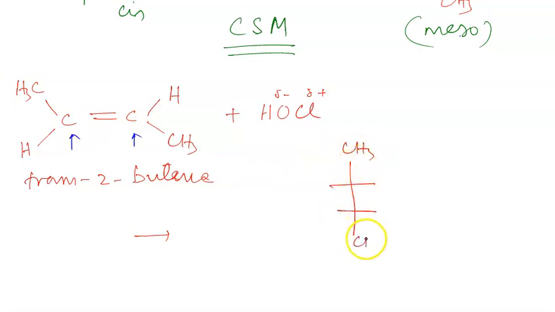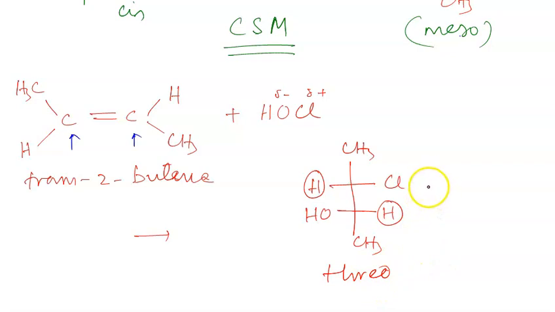CH3, CH3, H, H, and E, Nu, or here Cl minus, here OH, or Cl and OH. So here the two hydrogen atoms are on the opposite side. So this is nothing but the threo isomer. So here we will get two products, the threo and its enantiomer. This compound and its enantiomer, where you will find this hydrogen this side and Cl this side.